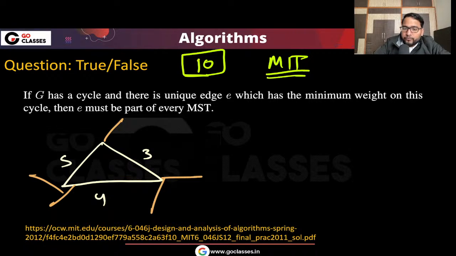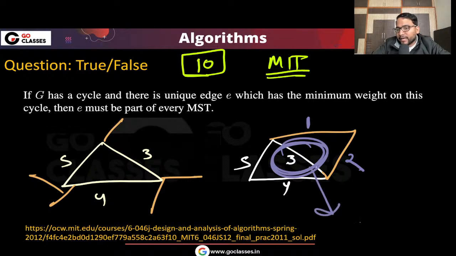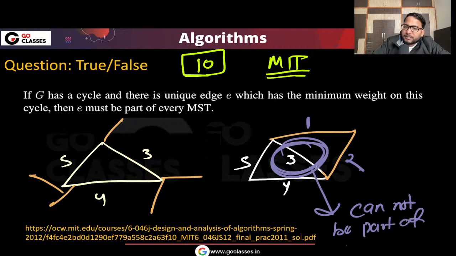Interestingly, the answer is no. The reason is that this is 3, which is a minimum here, that is for sure. But it could be maximum in another cycle, right? Minimum in this cycle, that is for sure, but it could be maximum in the other cycle, which means this could be 1 and this could be 2. So if this is a maximum in the other cycle, that's why it is a part of no MST. It cannot be part of any MST because of the cycle property.